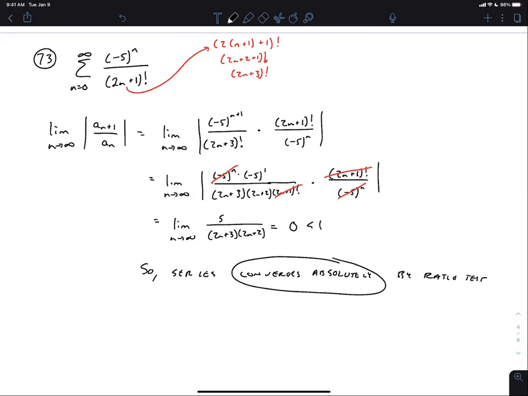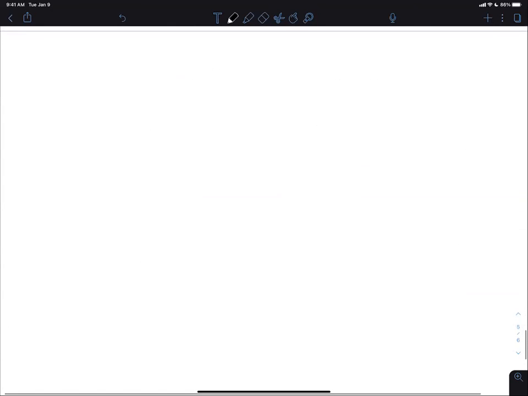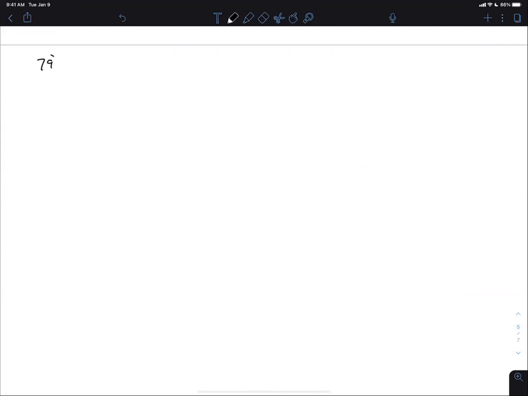All right. Okay, the next ones were 79 and 84. So let's jump down to 79. So 79 is find a power series representation for f of x equals 1 over 7 plus x, and then it asks for the interval of convergence. And it says to center it at 0.